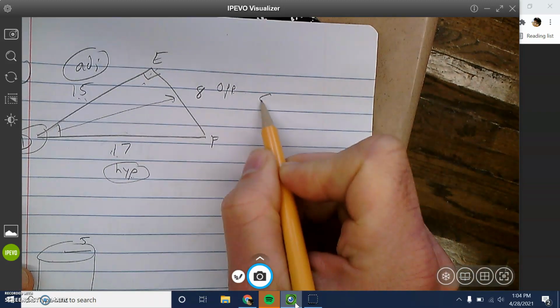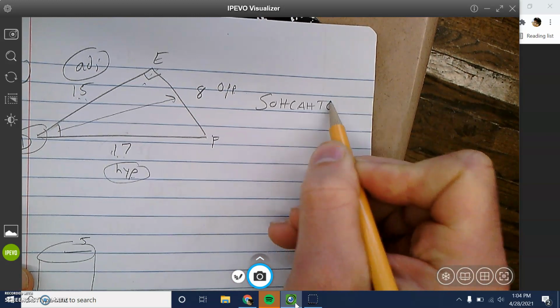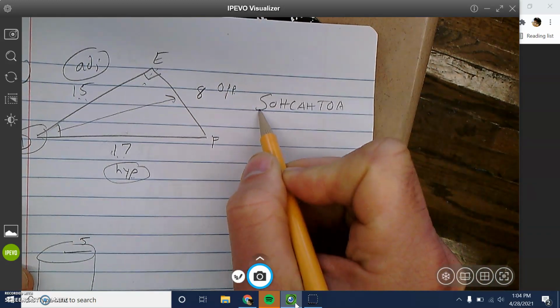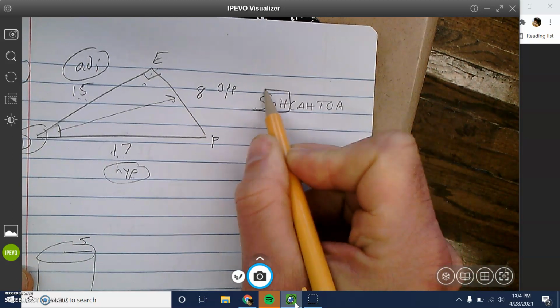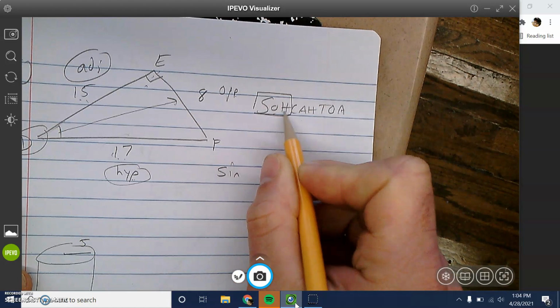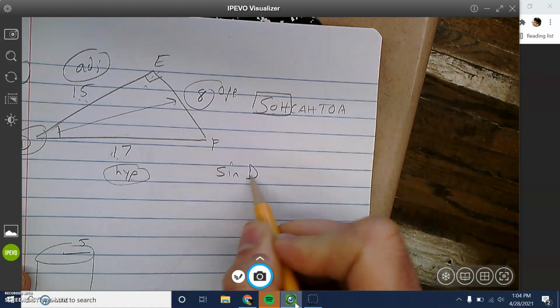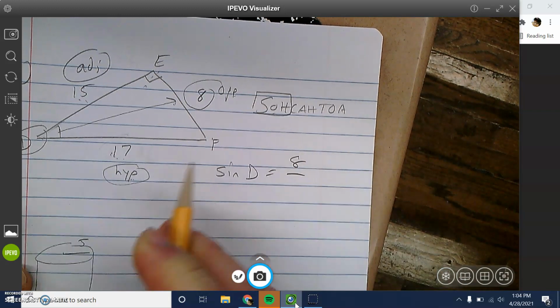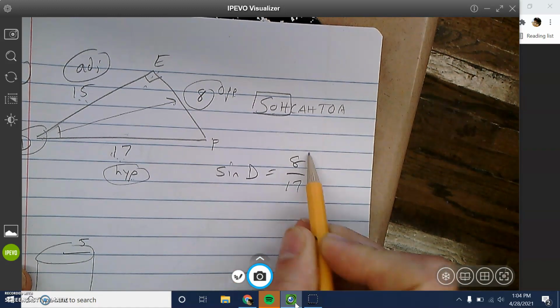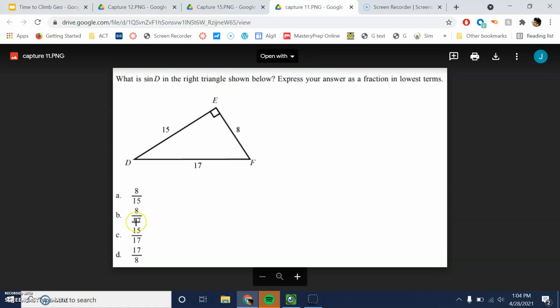Okay. So, SOHCAHTOA, always write that down. So I need to find the sine of D. So sine is the opposite over the hypotenuse. The opposite is 8. Sine of D is 8, and the hypotenuse is 17. 8 over 17 is what you got. So, B. There you go.